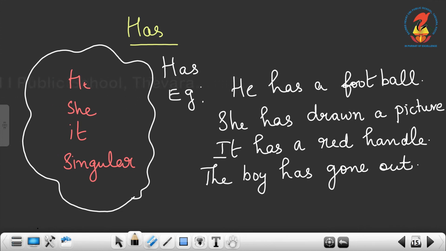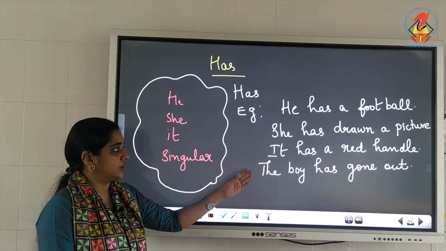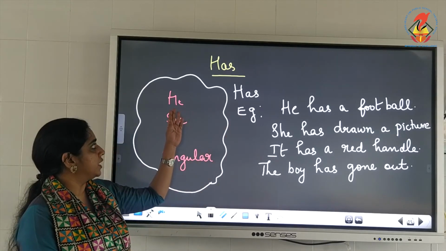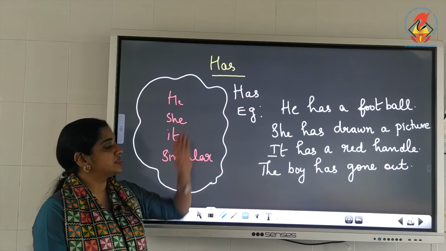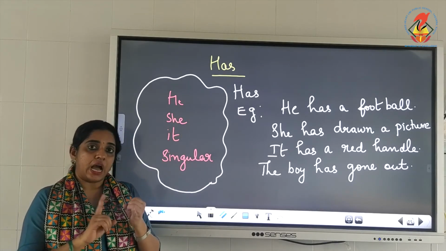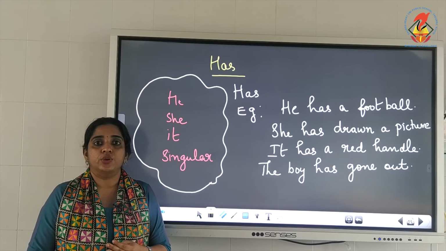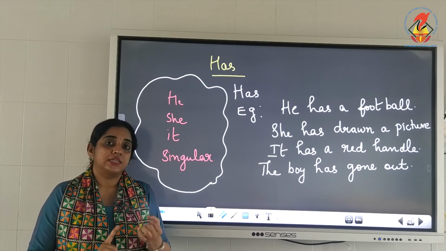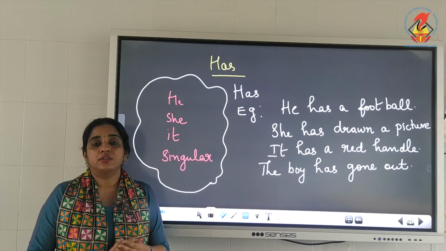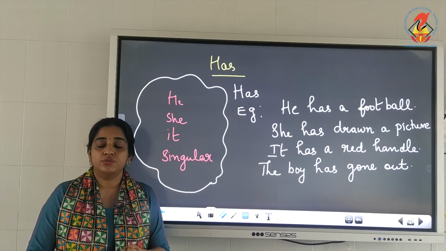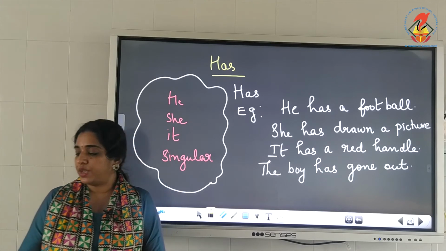Example, he has a football. She has drawn a picture. It has a red handle. The boy has gone out. So, you see the example of each pronoun which I have written here: he, she, it and singular will use has. So, what did we study? I, we, you, they and all plurals will use have, and he, she, it, all the singulars we can use has.